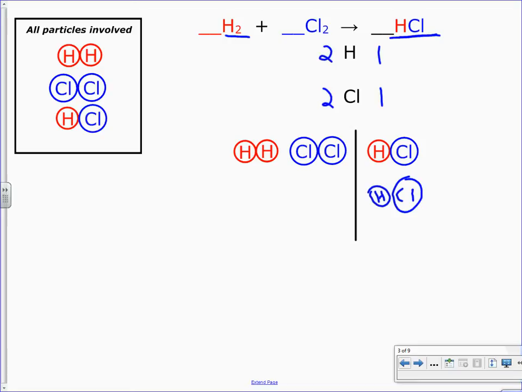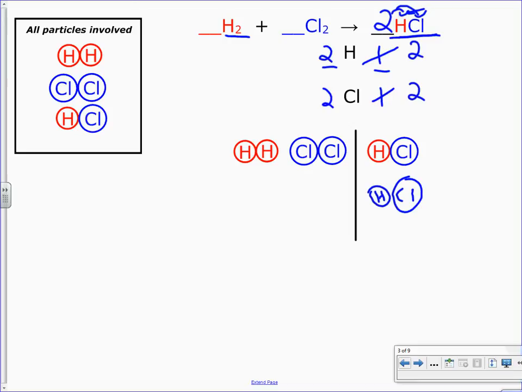So we have 1 hydrogen, and we want to make that a 2. So in order to make a 1 a 2, you add in a coefficient up top. Anytime you update a number up top, this distributes into both elements there. So instead of having 1 H, we now have 2 H's, and instead of having 1 chlorine, we have 2 chlorines.